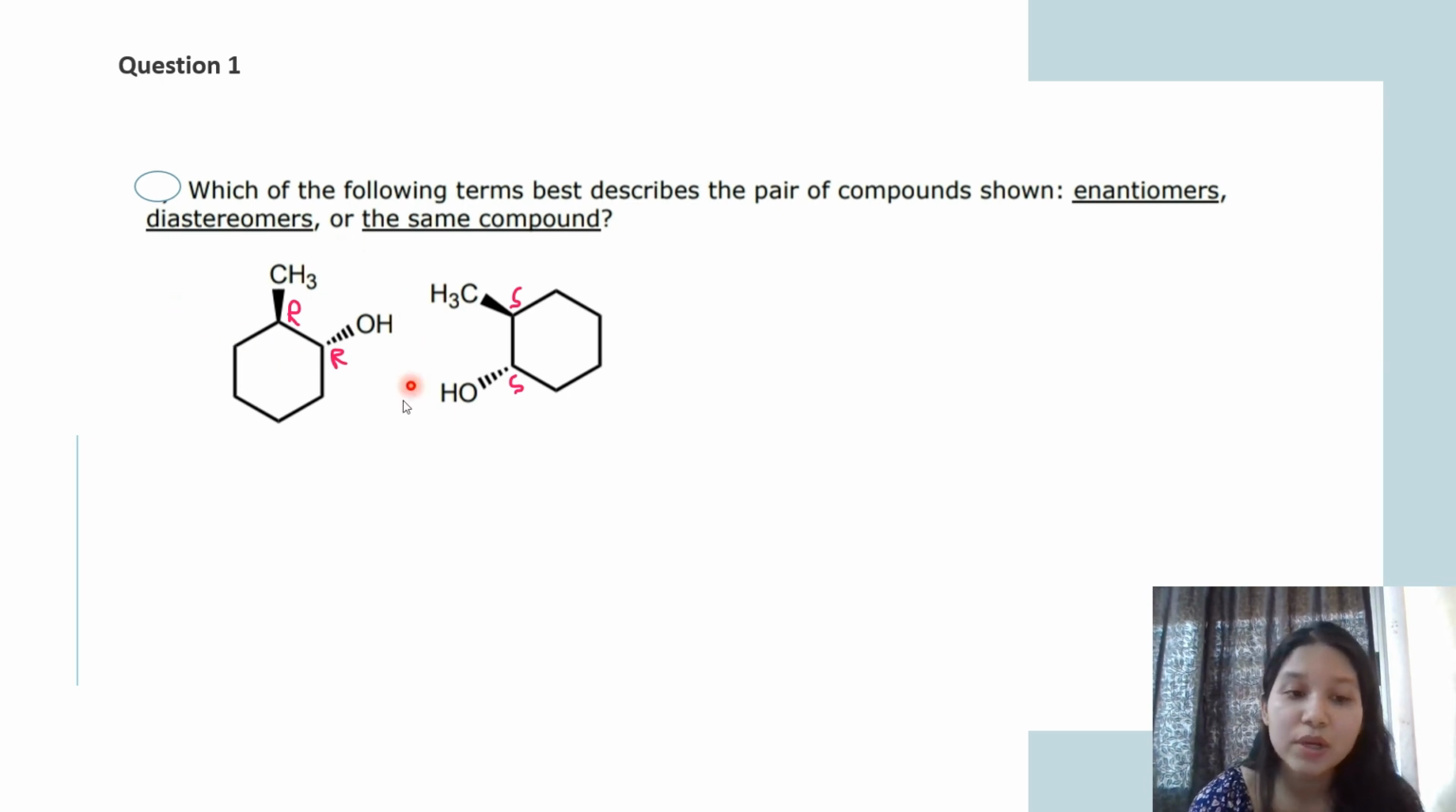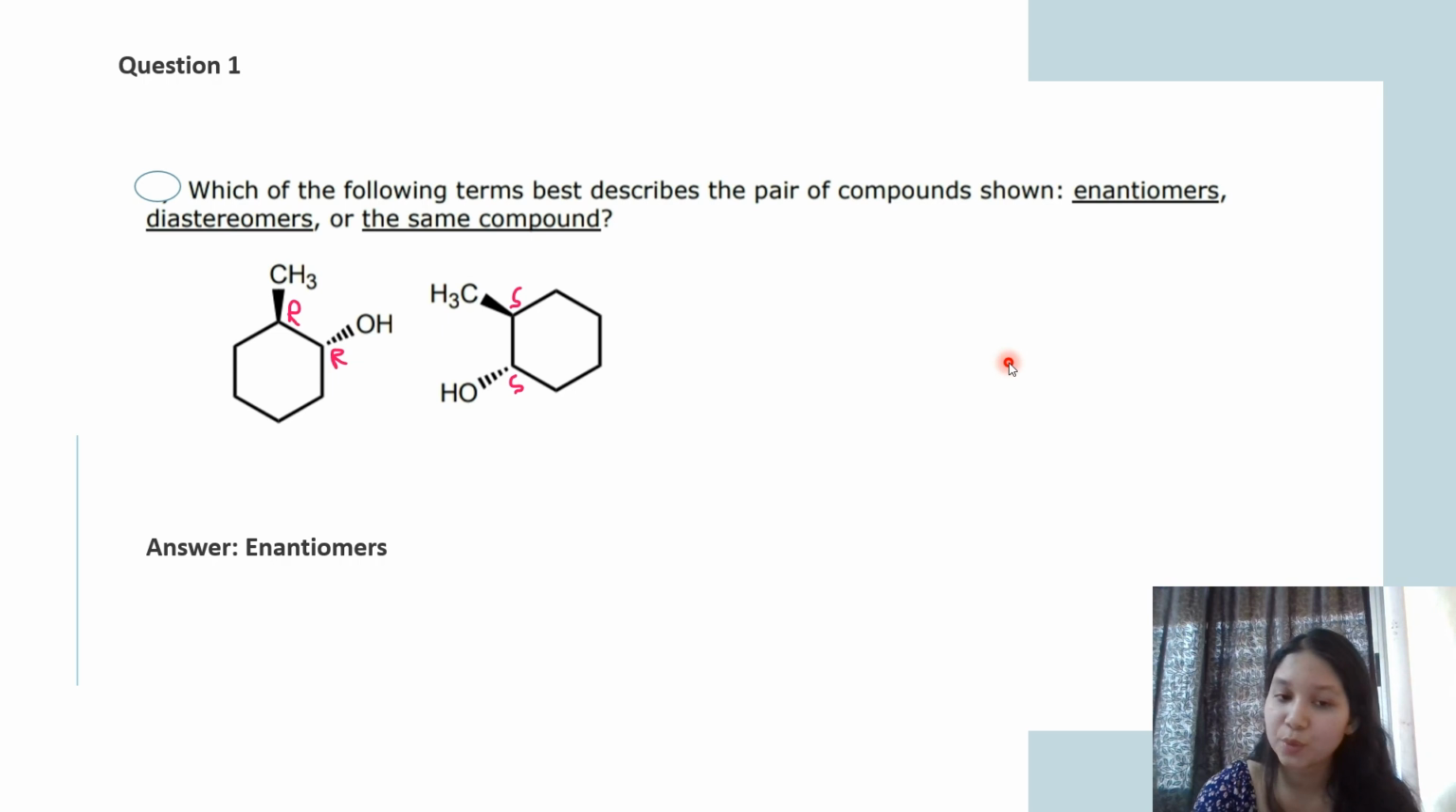So the first molecule has RR configuration for the stereogenic centers and the second molecule has SS configuration for the stereogenic centers. And when we have a pair of molecules having RR versus SS configuration, then they possess a mirror image relation and the mirror images will be non-superimposable. Okay. So these two molecules are non-superimposable mirror images having RR and SS configuration and they will be called enantiomers.